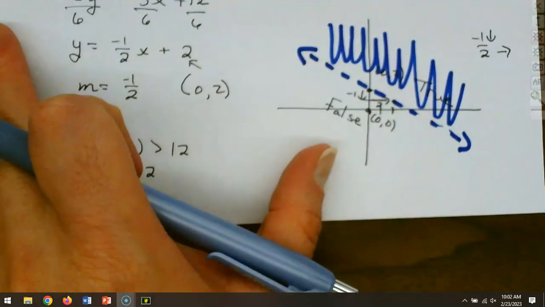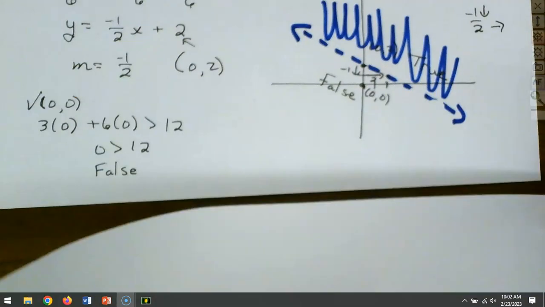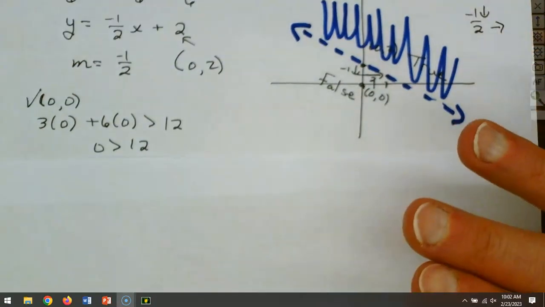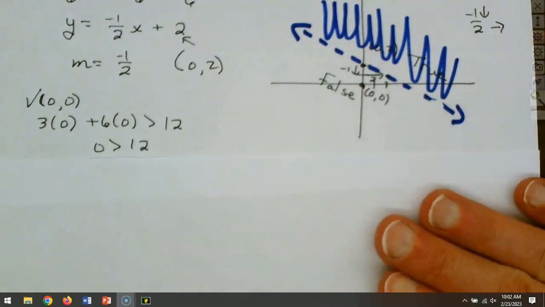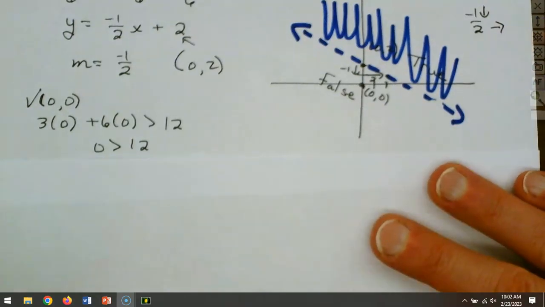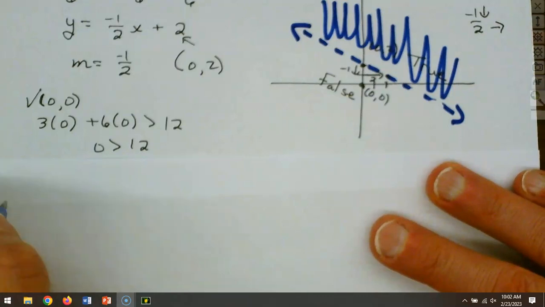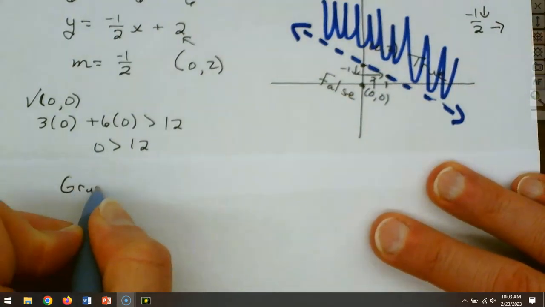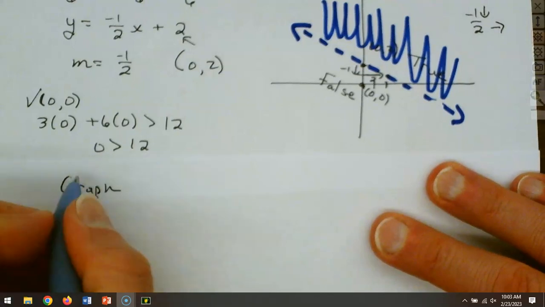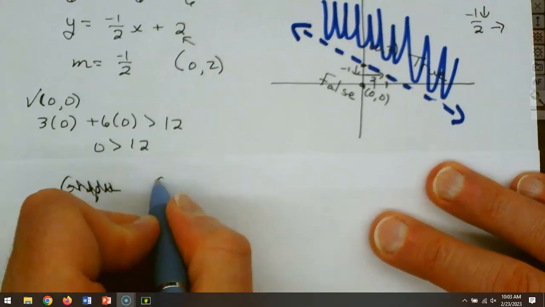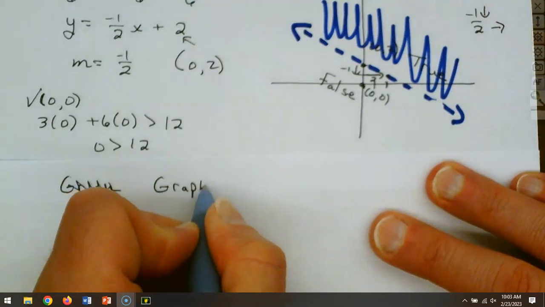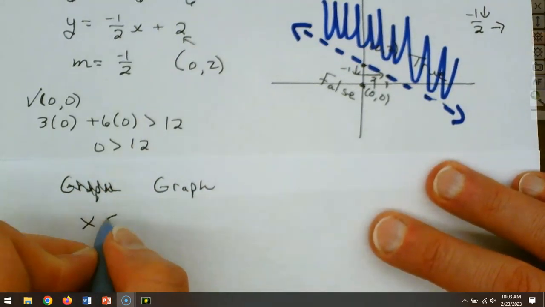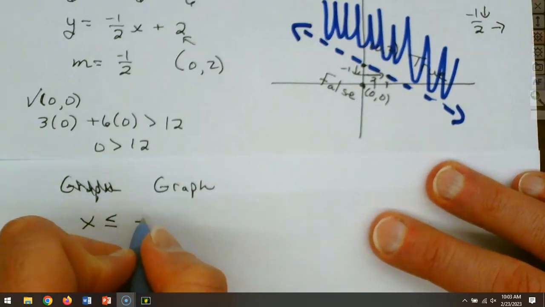Let's do another one. Let's do an easier one. How about we do a vertical line? We'll do 2 more, and then we'll move on to the next section, because it's a short section as well. So let's do one more of these. Let's do a vertical line. How about we graph x is less than or equal to negative 4?